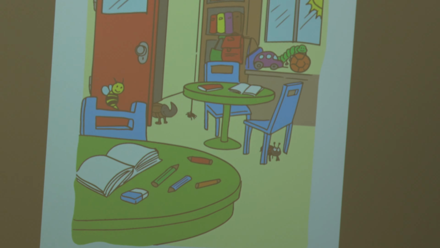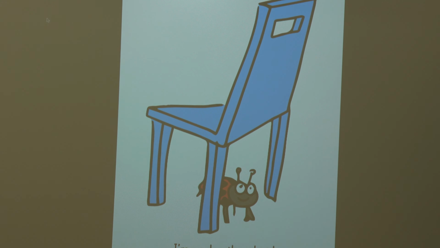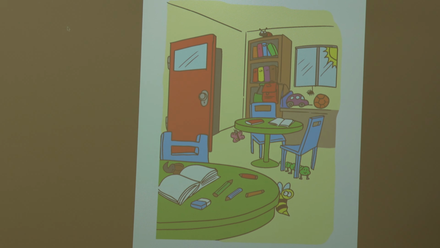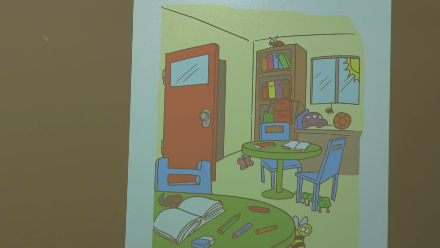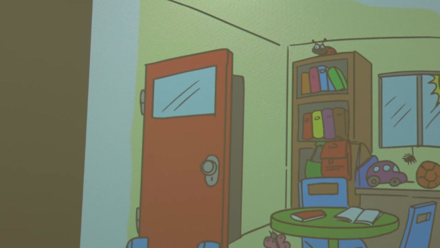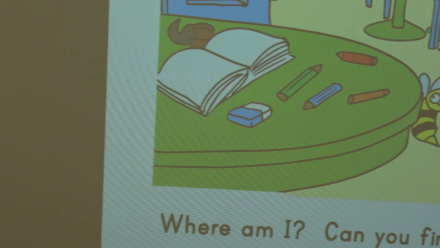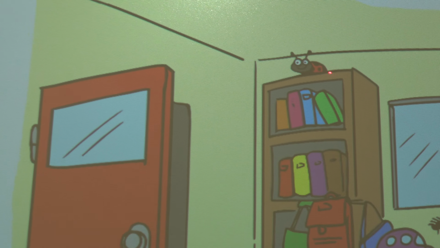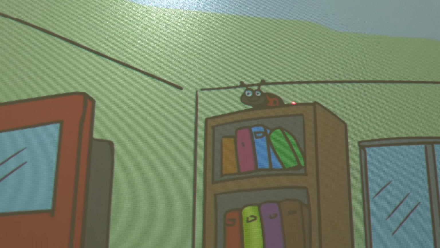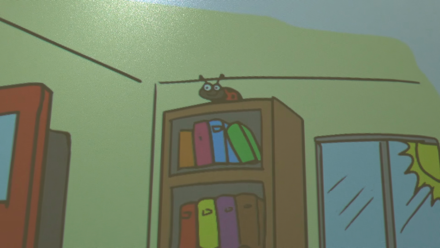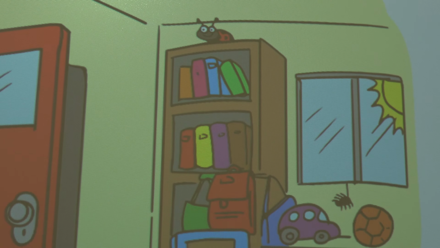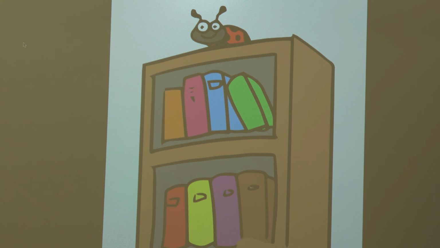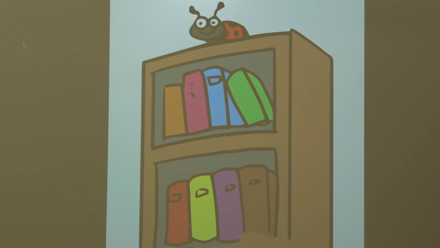All right, ready? I'm under the chair. Where am I? Can you find me? Ooh, where is she? Where is she? Oh, no, where is she? There she is! She's on the bookshelf. She's on the bookshelf. Very good. On the bookshelf or bookcase.